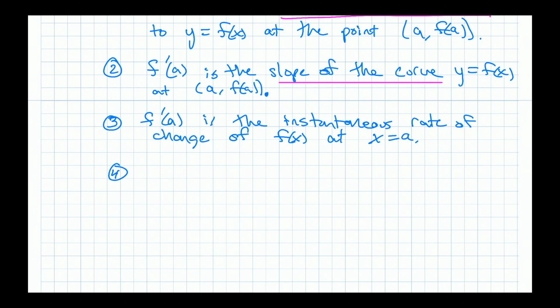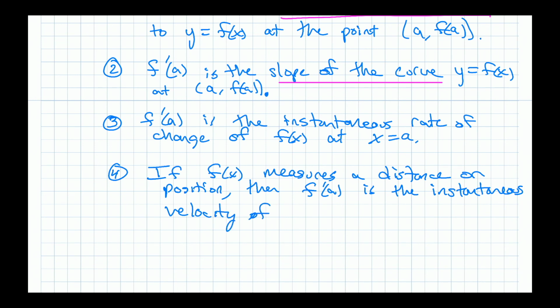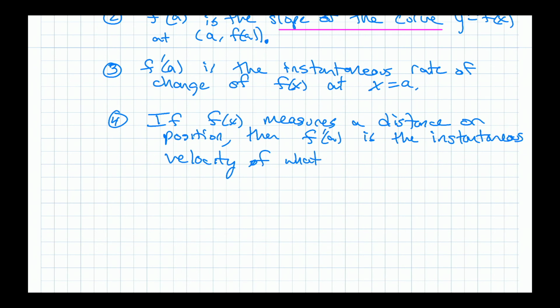If f of x measures a distance or a position, then f prime of a is the instantaneous velocity, which you've seen before, of whatever object f measures the distance or position of.